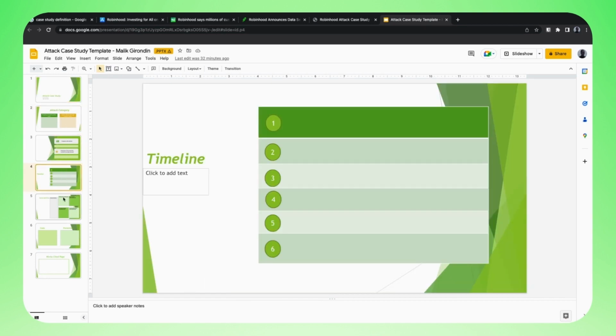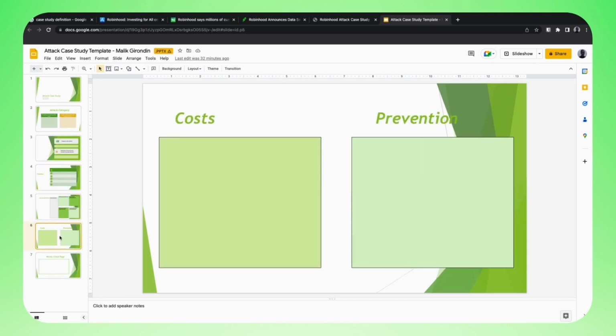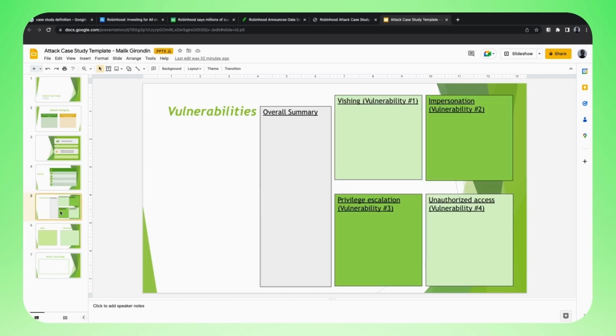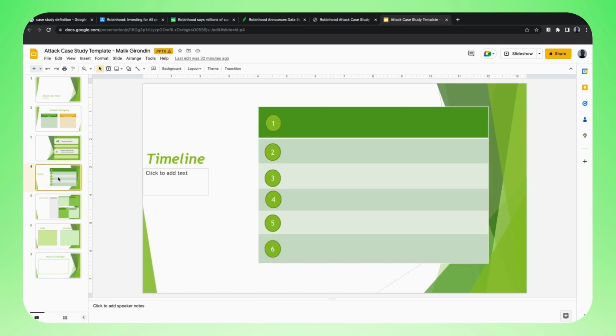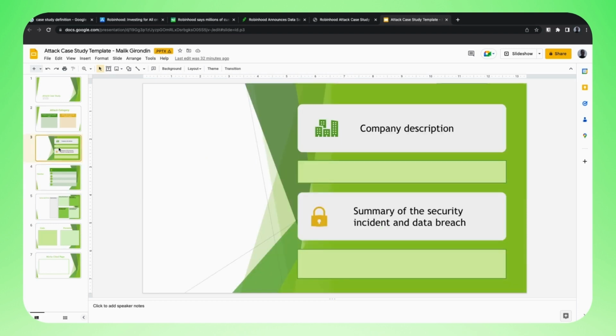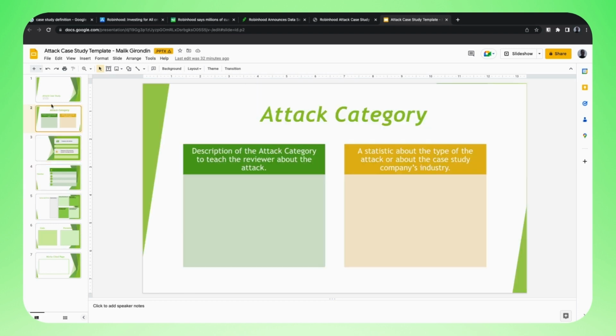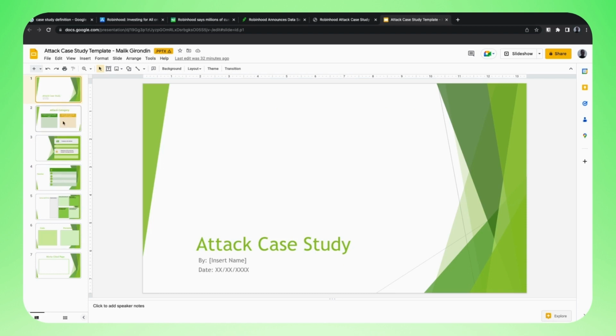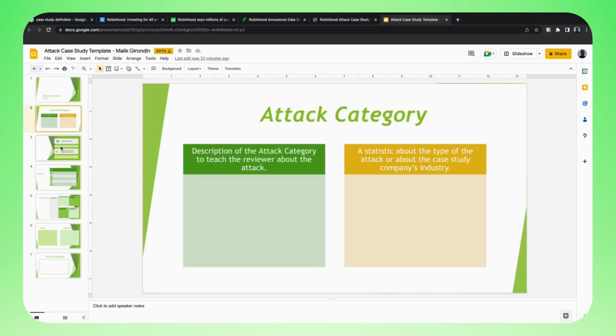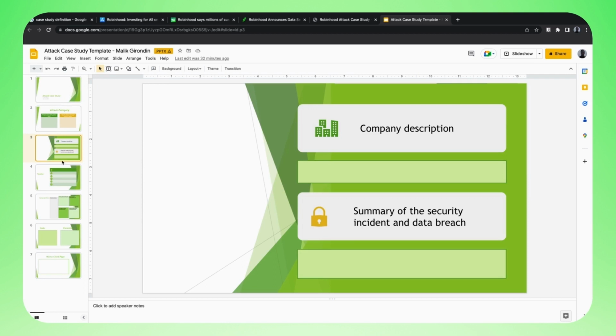Just pick a random company and do an attack case study on it. How did they get breached? What was the cause? What were some prevention methods they could have implemented? What were the vulnerabilities? Is there a timeline? Company description, overview, attack category, and so on. So let me know how this works for you guys. I do look forward to seeing your projects, so that'll be pretty sweet.